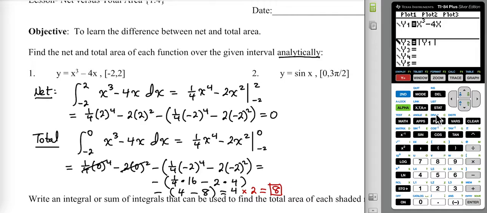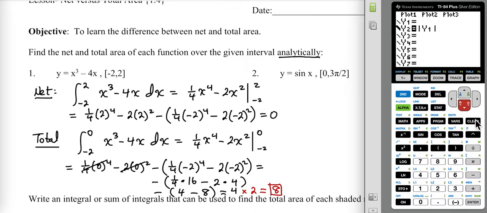I want to look at my new function. I can clear that out, or I can't really clear it out, can I? y2 is referring to y1. Okay, well, I wish I didn't do that. Yeah, there's no undo button on these calculators. I'll just type it in again.